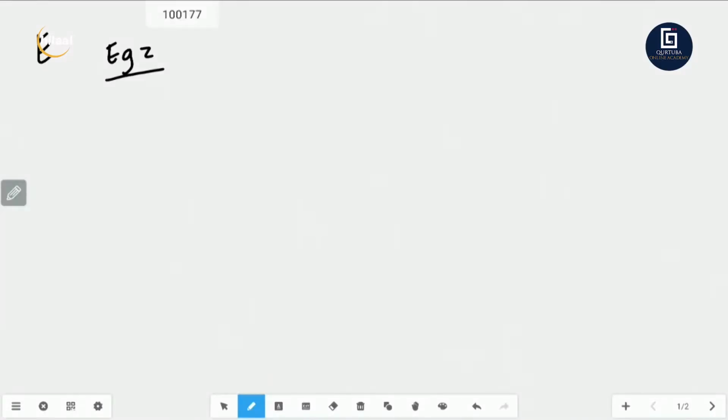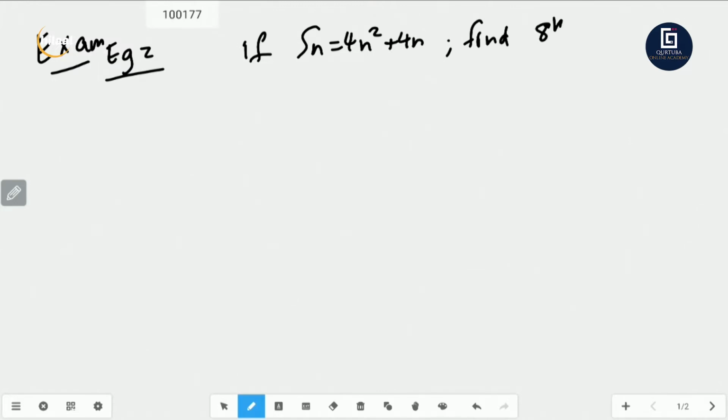Example number 2. So let's put there exam. Okay. If Sn equals 4n squared plus 4n, now they're giving you a Sn formula. If Sn equals 4n squared plus 4n, find the 8th term. Find the 8th term for 5 marks. Question in your exam, answer.